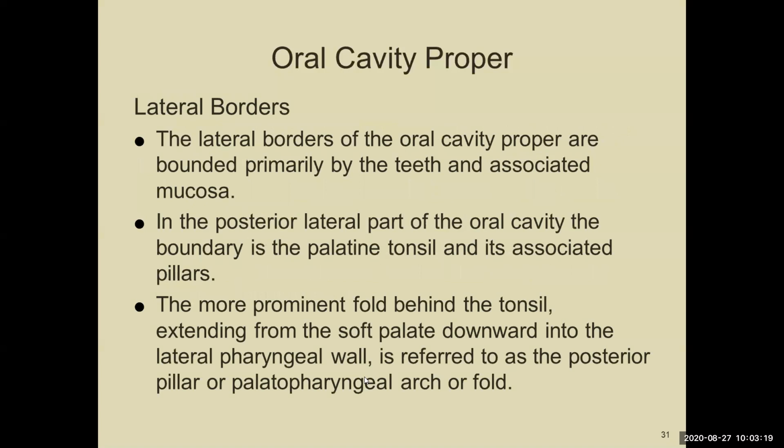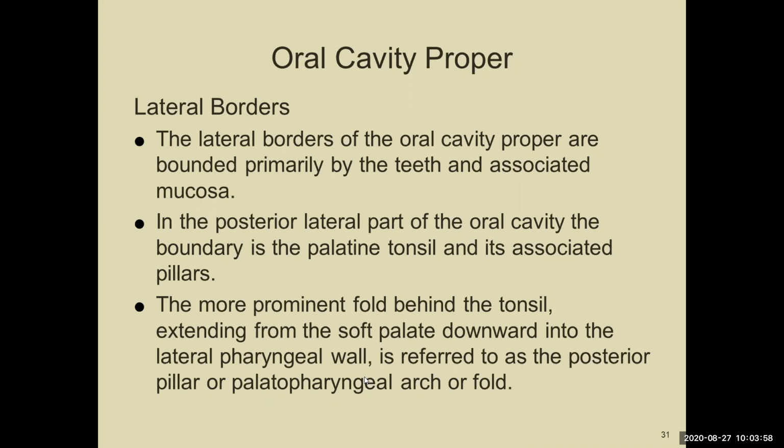It's all connected. The lateral borders, the sides of the oral cavity proper, are bounded primarily by the teeth and associated mucosa. So we're talking about the sides of the oral cavity. In the posterior lateral part of the oral cavity, the boundary is the palatine tonsil and its associated pillar. So remember, the oral cavity starts with the lips and it ends with the palatine tonsils and the pillars. That's all it still is, same, just in different language.